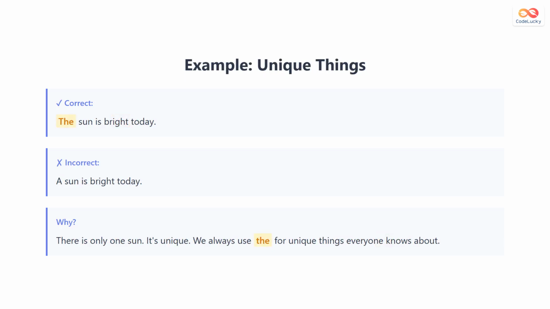Here is another example. When we say the sun is bright today, we use the because there is only one sun. It is unique. We would never say a sun is bright today because that does not make sense. There is only one sun in our sky. We always use the for unique things that everyone knows about, like the moon, the earth, or the president.